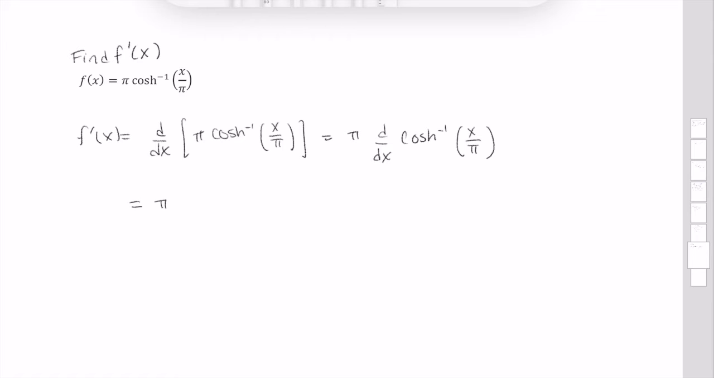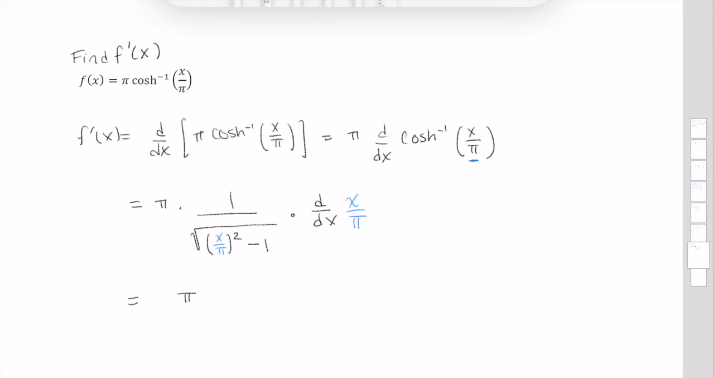So this becomes pi times the derivative of the outer function, which is 1 divided by the square root. And then this is where we need our input of x over pi, since we leave the outer function evaluated, that is, we leave the derivative evaluated at the same place. Well, that's squared minus 1, and then we multiply that by the derivative of that inner function x over pi.